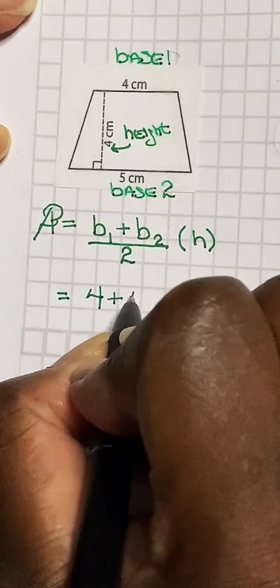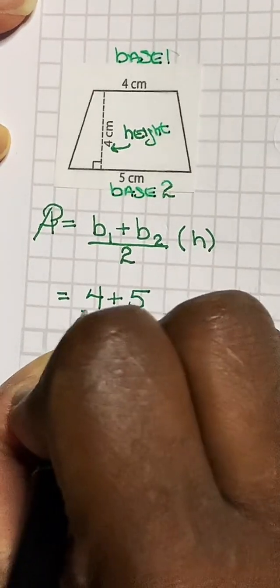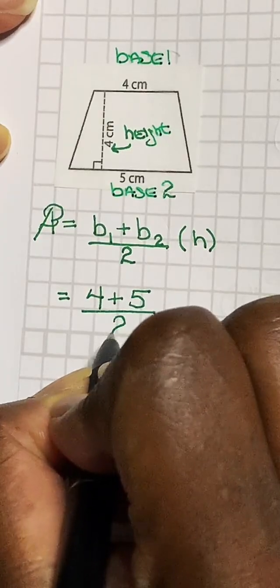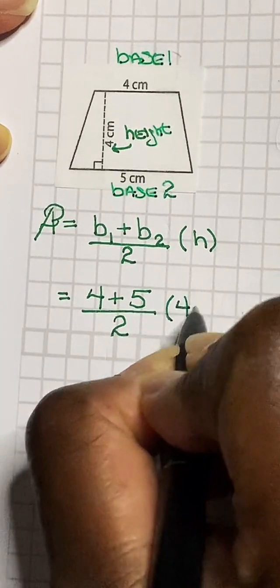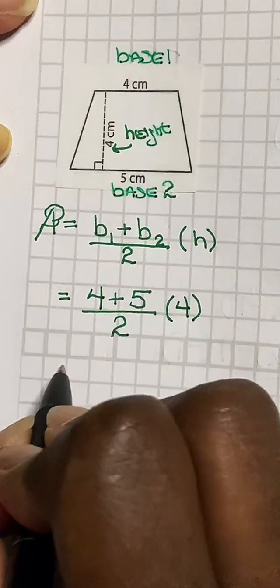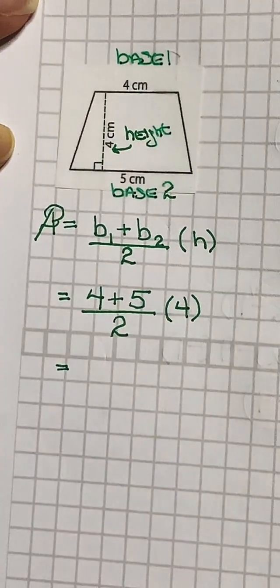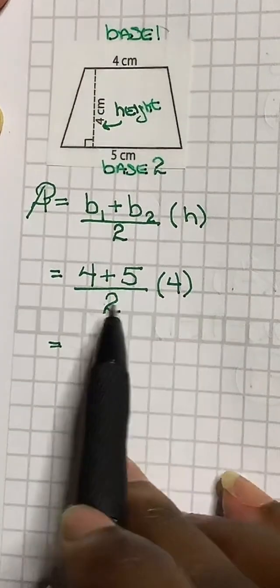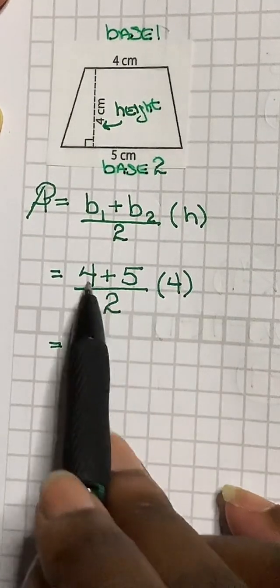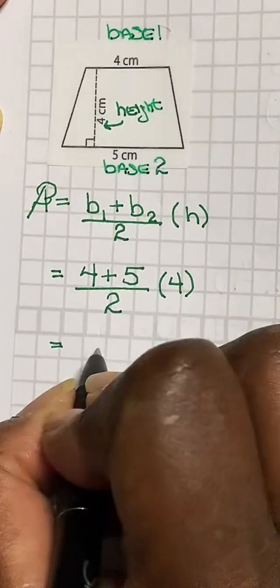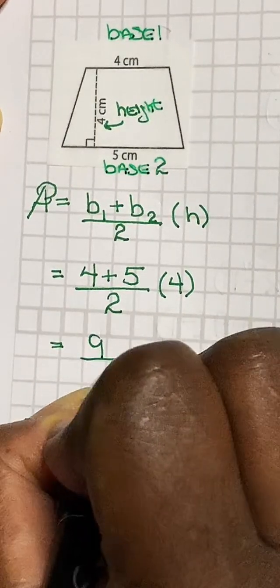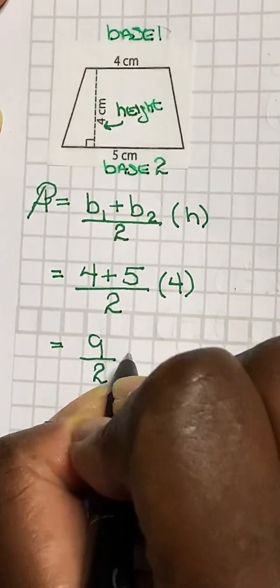So, my base 1 is 4. My base 2 is 5. If we want to divide by 2 and multiply by the height, which is 4. So again, you could... Now, you can't divide here. You need to combine this. So 4 plus 5, that will give us our 9. So you have 9 halves times 4.